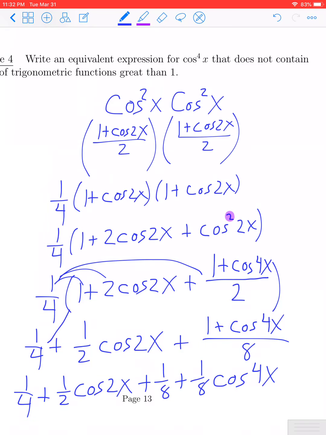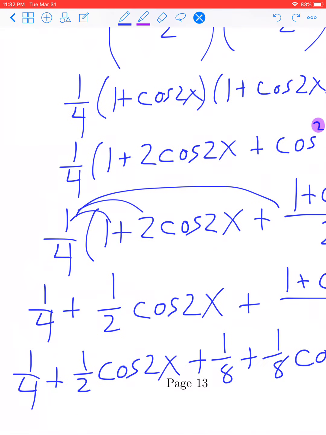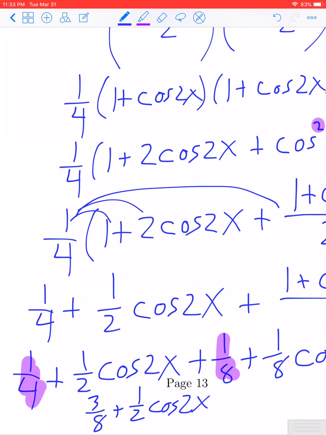From here, about the only other thing left to do is to combine these two constant terms. We have 1/4 plus 1/8, and getting a common denominator, that will give us 3/8 plus 1/2 the cosine of 2x plus 1/8 the cosine of 4x. And now we've achieved our goal. This expression involves only trig functions that are being raised to the first power.